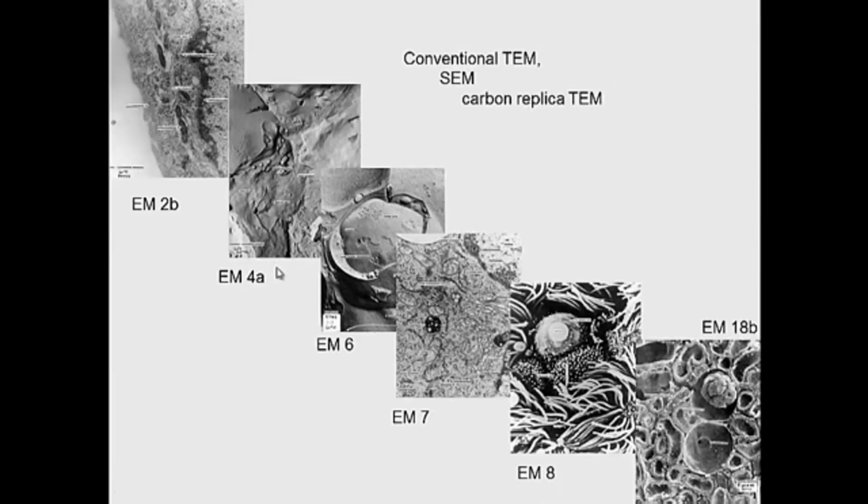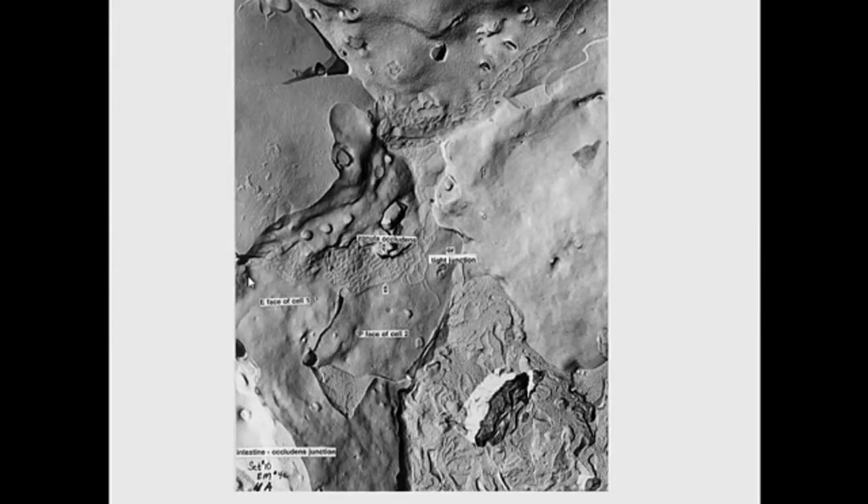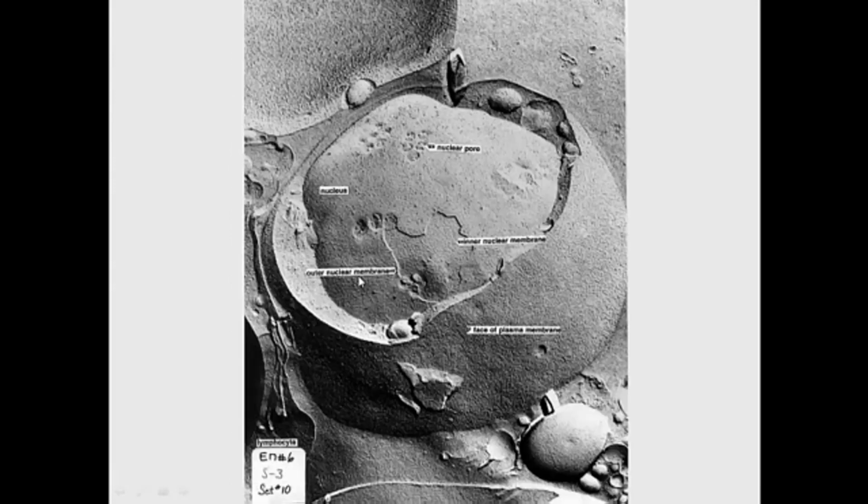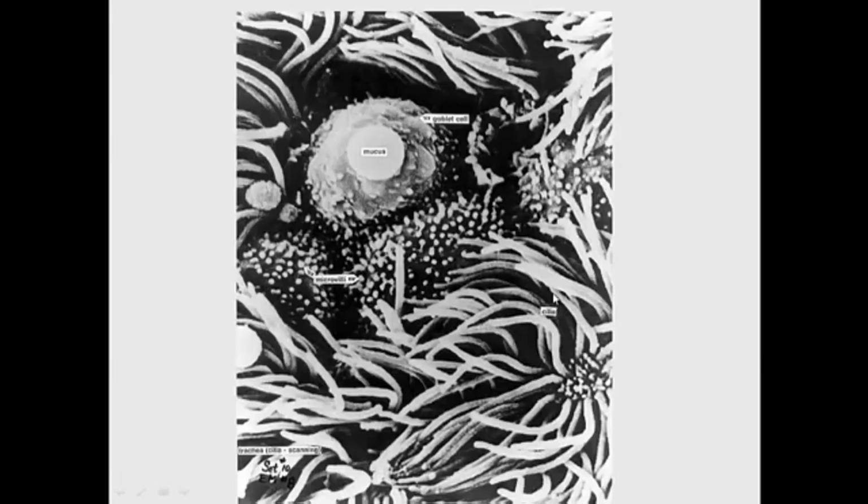Also, there are different types of microscopy. Usually when you talk about transmission electron microscopy, you're talking about conventional transmission electron microscopy that we've seen so far. This is not. This is carbon replica electron microscopy. It's good for surface detail. And here we see the zona occludens, where two cells are attached together. This is another carbon replica, and this is a lymphocyte. You can see the nucleus, you can see nuclear pores, you can see the mature face of the plasma membrane.